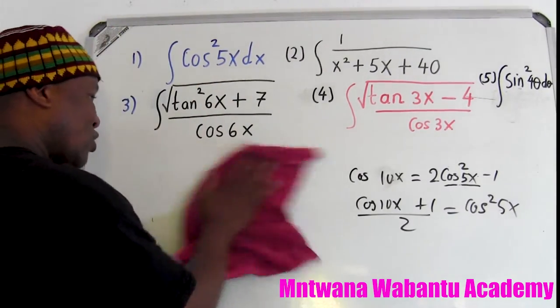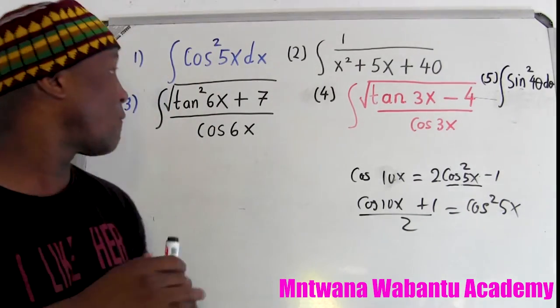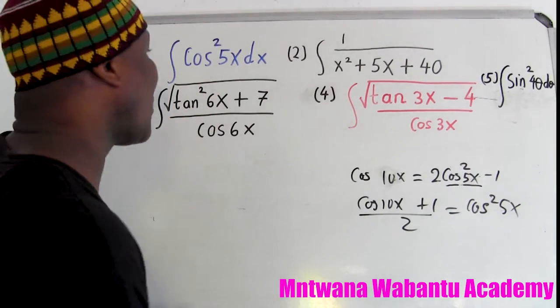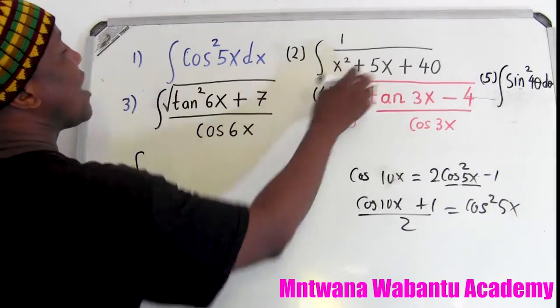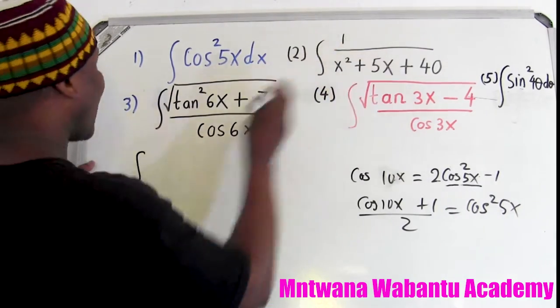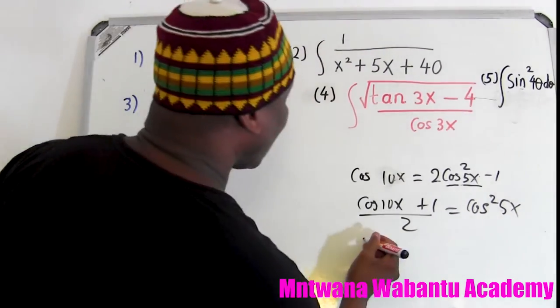It's very important to test, because sometimes a lot of people get confused. They don't know whether they have to factorize or complete the square. So completing the square, the integral is going to be 1 over x squared plus 5x plus 40. Let's complete the square.